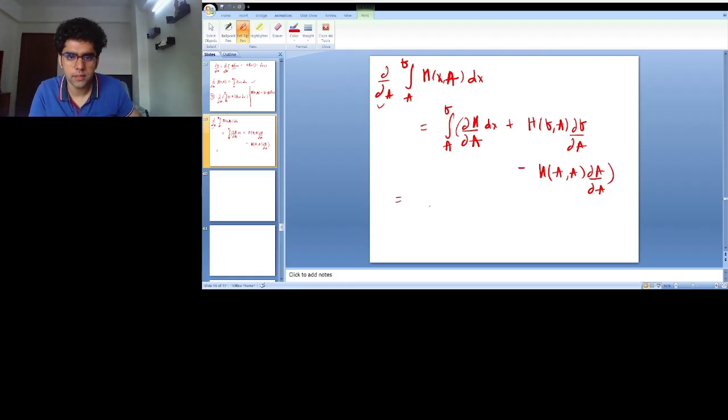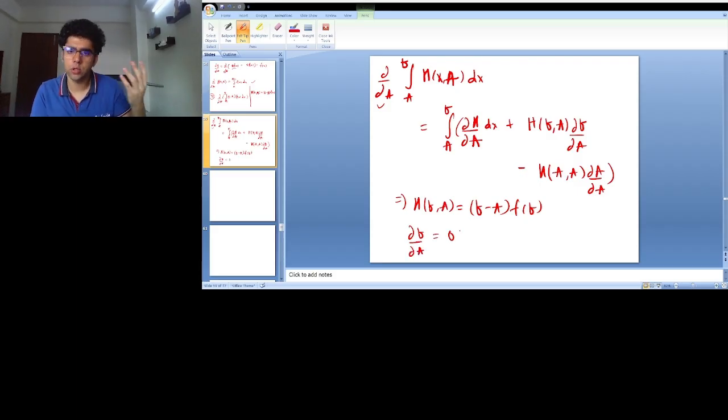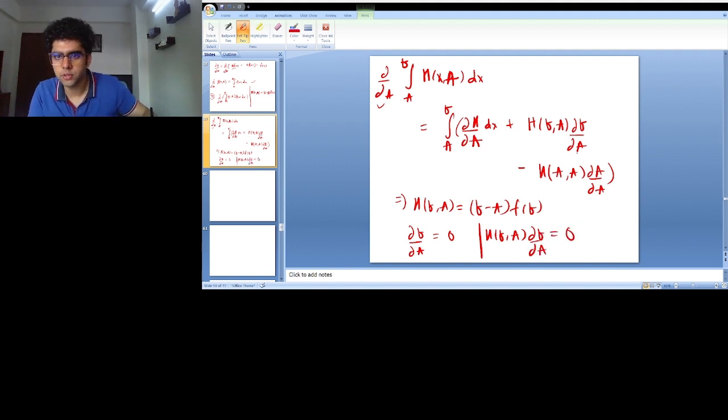So what we will be getting is, now the value of h(b, a) will be (b minus a) f of b, right? And my del b with respect to a will be 0, right? Because b and a are constants, so this will be 0. So my whole expression h(b, a) del b by del a will become 0. So my second expression is 0.